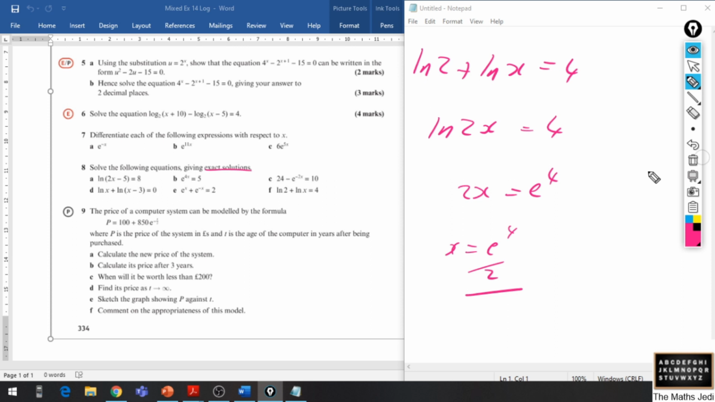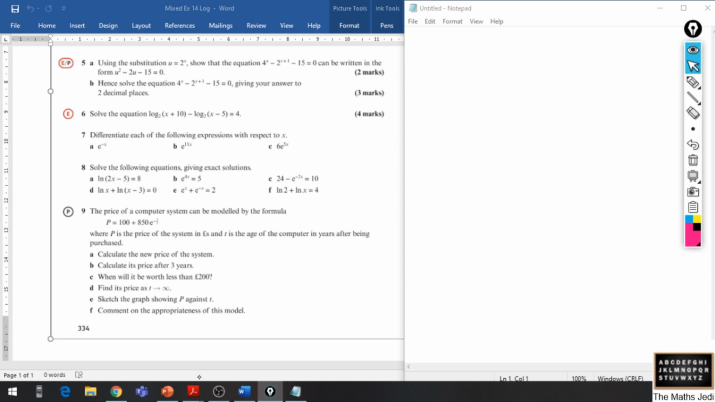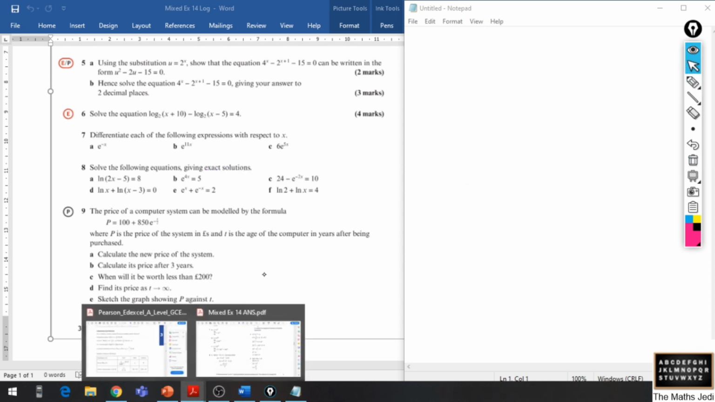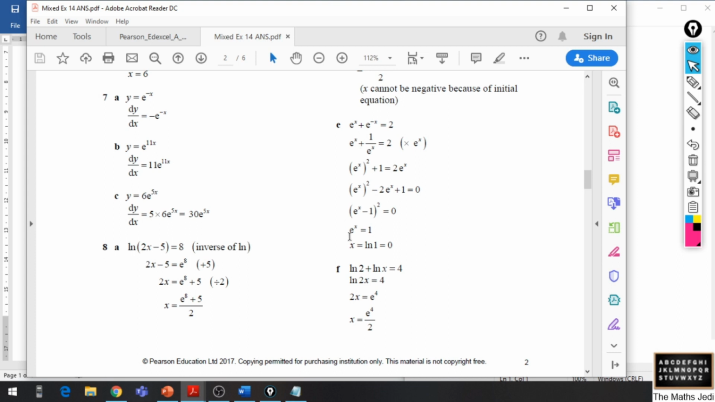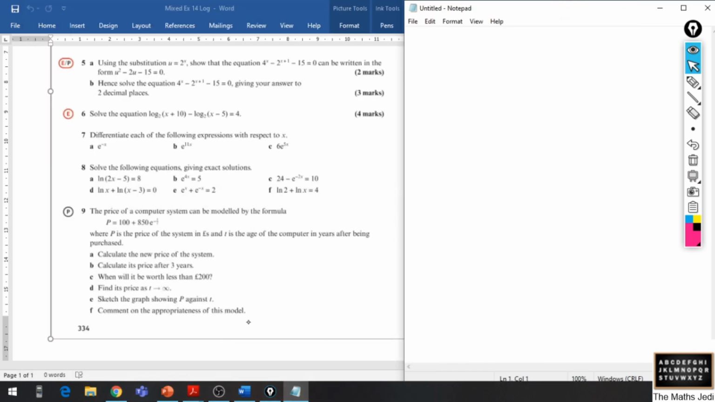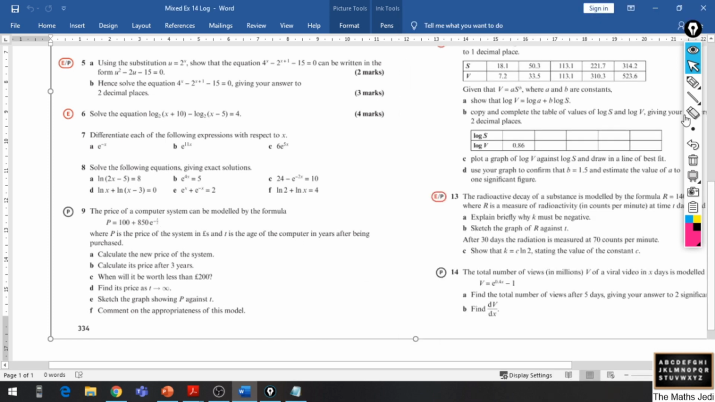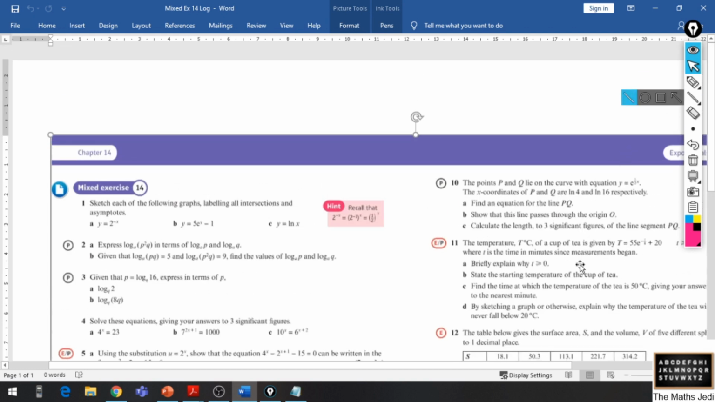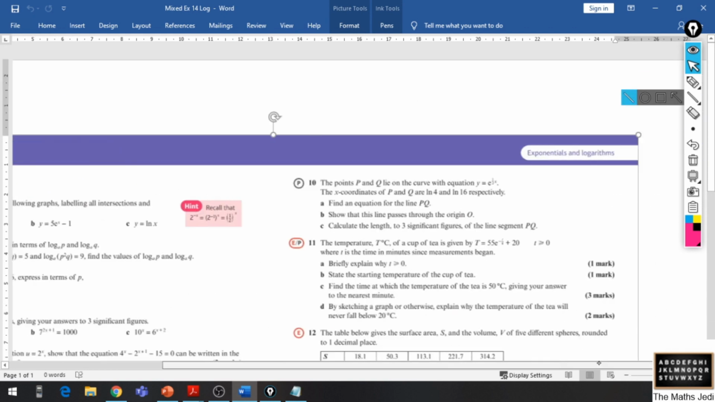Let's just trash my annotations and check the answers, make sure I'm doing the right things. Don't want to leave you astray. E, so 0, and then F, e to the 4 over 2. Brilliant. Okay, I'll leave you to do question 9. It's very similar to some of the ones I did in the previous video, so I'm not going to do too much of those. Let's have a look at some of these over on the right hand side.